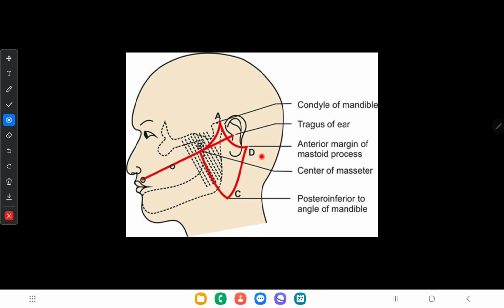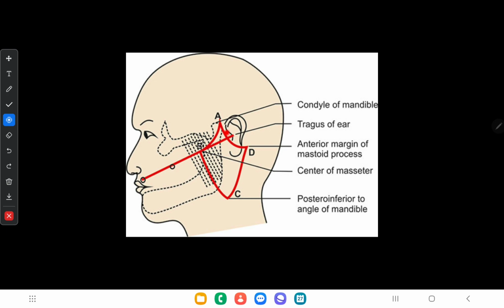Then, as you can see here, the line joining the first point to the fourth point represents the upper border of the parotid gland. This line represents the upper border of the parotid gland. This line is concave upward and may be drawn either across the lobule of the ear or by lifting the lobule of the ear. So that is how you should do the surface marking of the parotid gland.